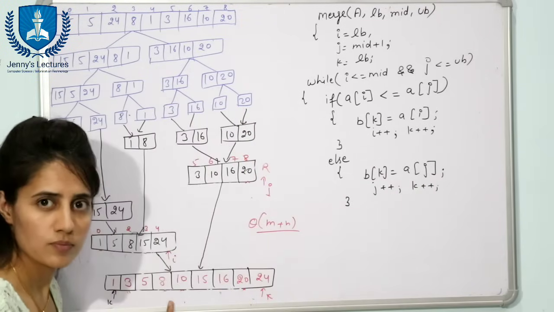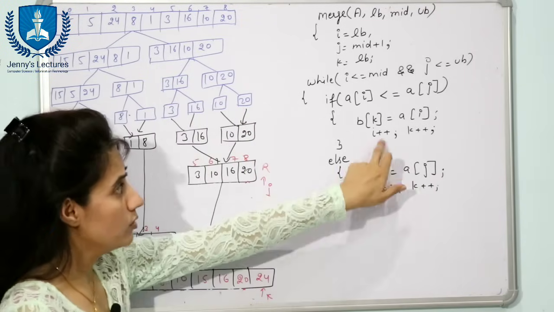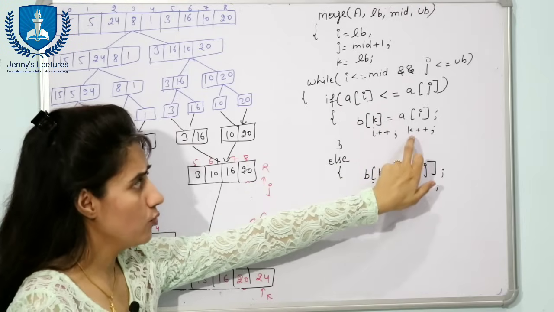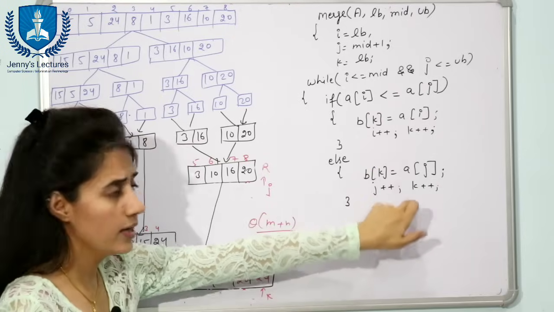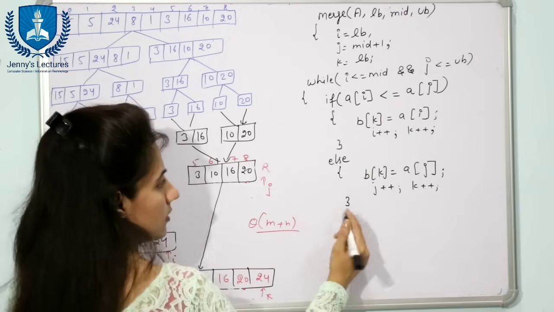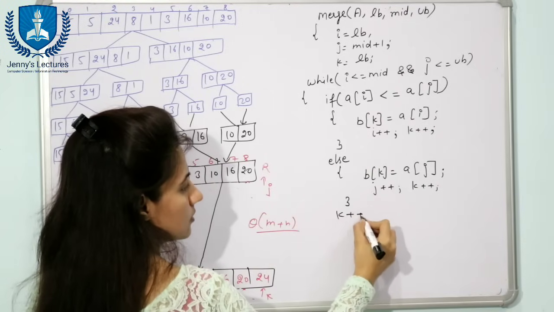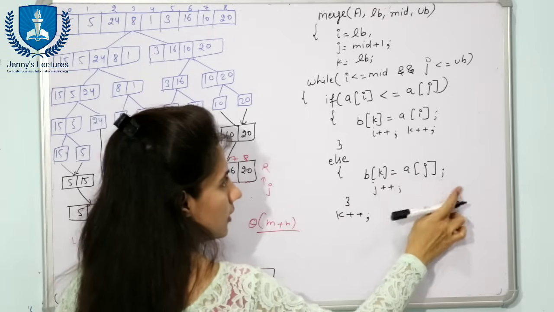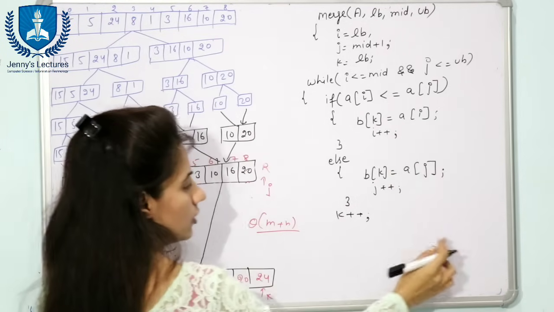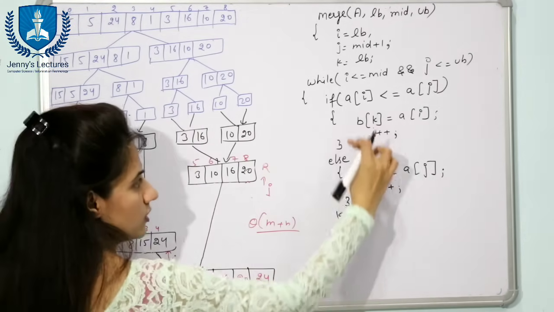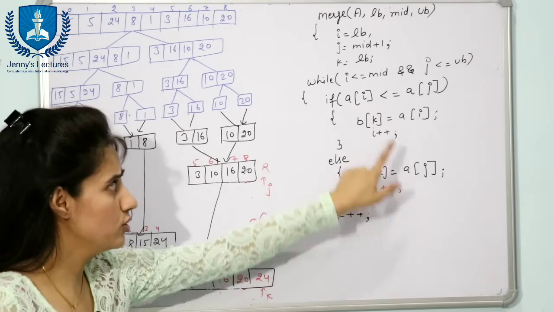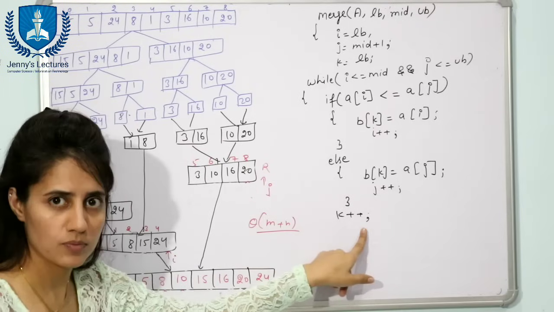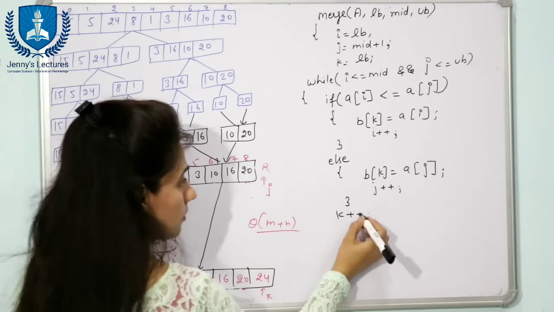Fine. So see, in both the cases we have done what? k plus plus and k plus plus. So if you will not write it here, then you can simply write k plus plus out of this if and else, because in both the conditions you are going to do what? k plus plus, k plus 1 you can say.